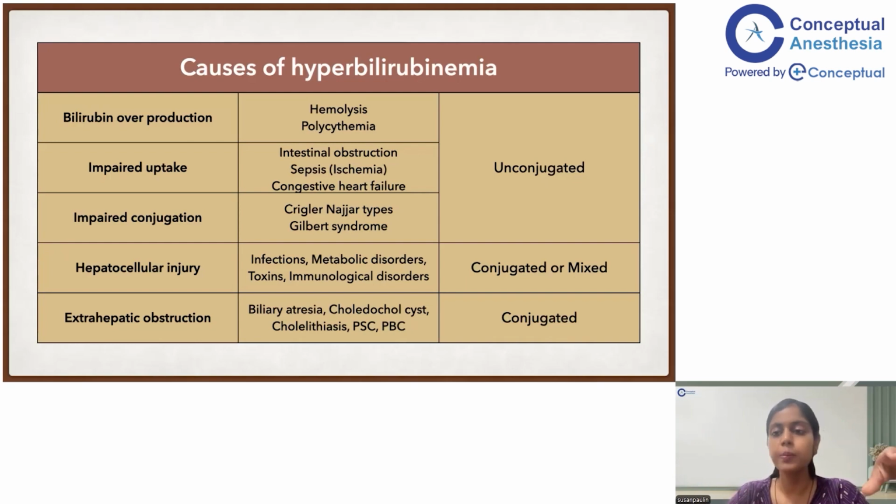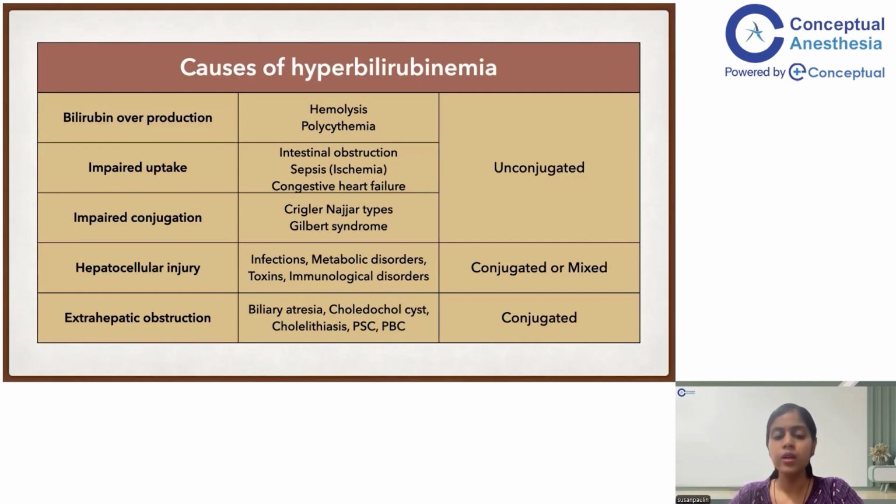Then you have impaired uptake. This happens when there is an intestinal obstruction, or in cases of sepsis where there is hypoperfusion, or in case of a congestive heart failure. Again, you will have unconjugated hyperbilirubinemia. What about metabolic disorders where the conjugation process itself is impaired because of enzyme dysfunction or non-production? A few metabolic disorders like Crigler-Najjar syndrome, Gilbert syndrome can cause unconjugated hyperbilirubinemia.